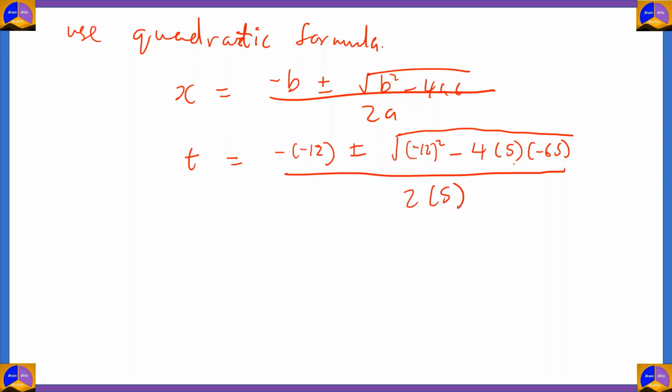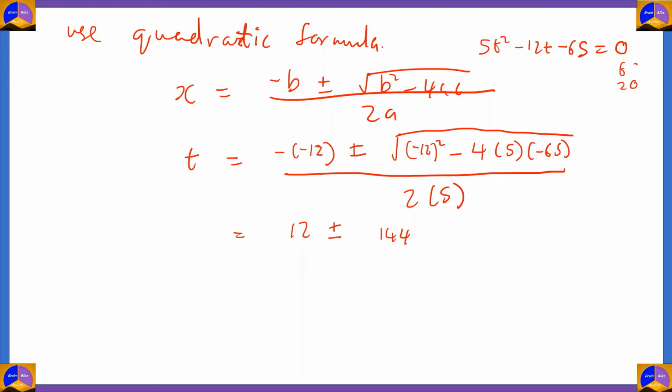Now notice that we are taking the signs here according to this equation. 5t squared minus 12t minus 65 is equal to 0. So minus of minus 12 becomes plus 12, plus or minus. Minus 12 squared is equal to 144. And then 4 times 5 is 20.